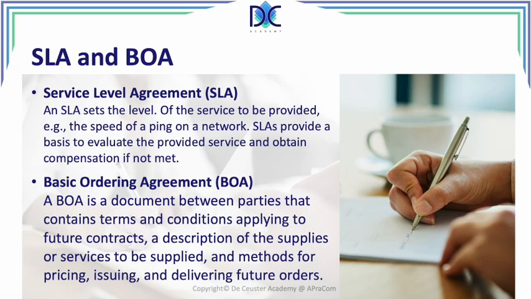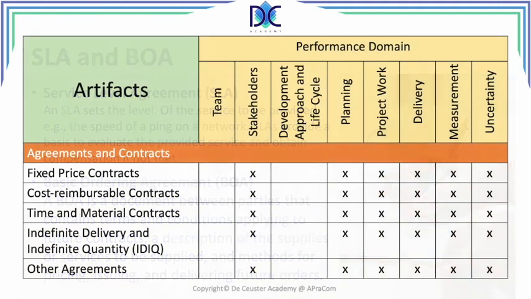Now, how do we link them to the different performance domains? The fixed price contracts, the cost reimbursable contracts, time and material contracts, indefinite delivery and indefinite quantity contracts, and the other agreements are in fact all linked to the same performance domains. We have the stakeholders, the planning, the project work, delivery, measurement, and uncertainty performance domains. This is again the end of this lesson. We have the overview with the artifacts linked to the different performance domains.